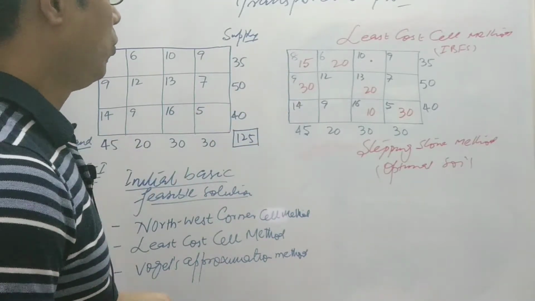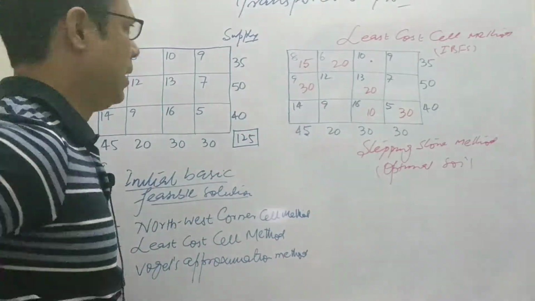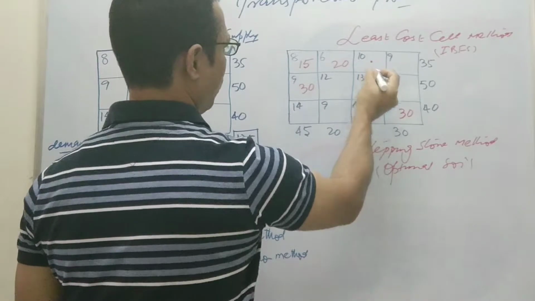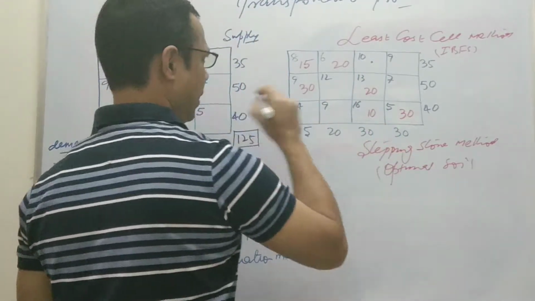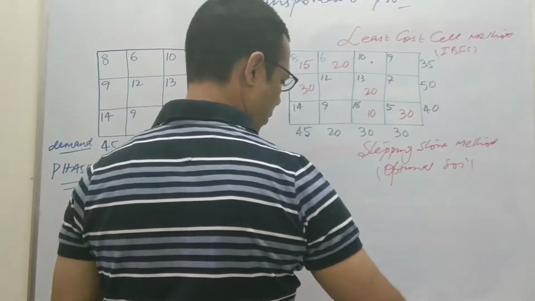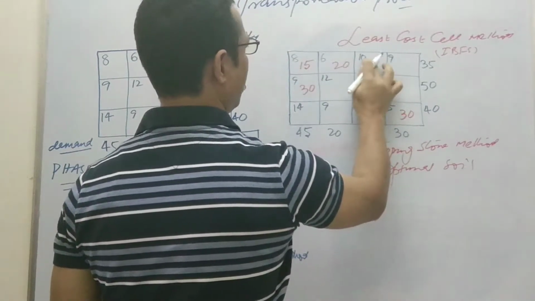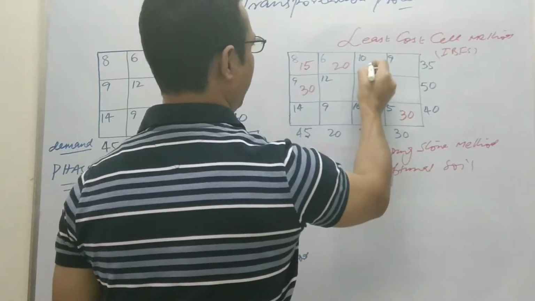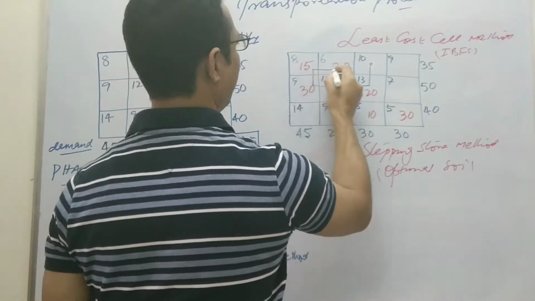You can go and see part 1 and part 2, where you will find the solution of the initial basic feasible solution already available. Now I am going to apply the stepping stone method to get the optimal solution. It is very simple, the same procedure: you just need to put a dot over an unallocated cell, and move either horizontally or vertically through allocated cells.